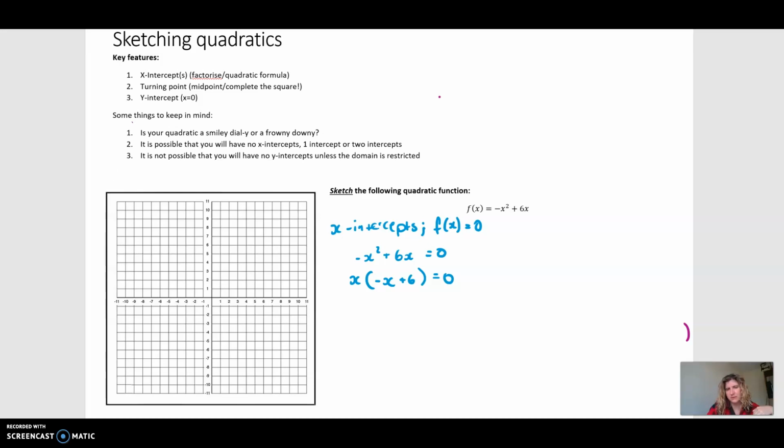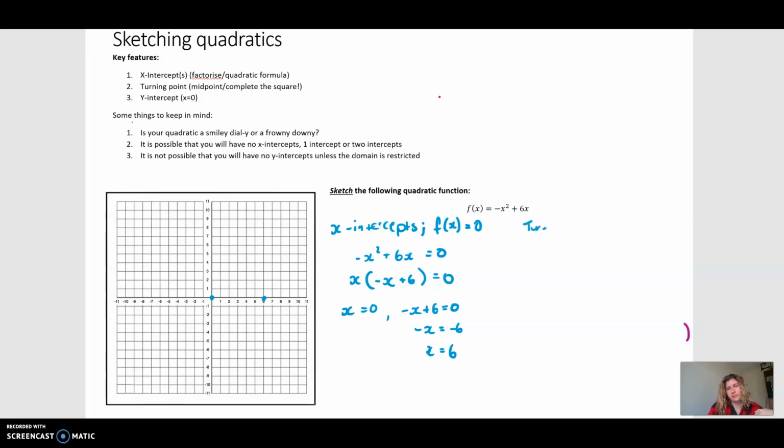So I've put that as negative x plus 6. Now we're going to use our null factor law to solve: x is equal to 0, or negative x plus 6 is equal to 0. That means that negative x is equal to negative 6, which means that x is equal to positive 6. So we've got x is 0, which goes through the middle, and x is 6. I'm not going to bother finding the y-intercept for this because that's going to go through the middle again. You probably should for good practice, but we know that's going to be true.